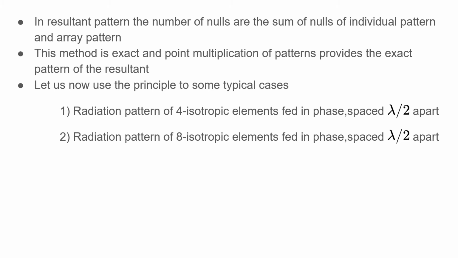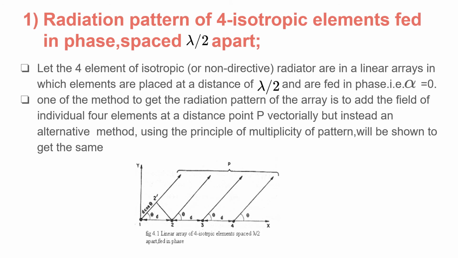Now for an example, let us try to plot the radiation pattern of two typical cases. The first one is the radiation pattern of 4 isotropic elements fed in phase, spaced half wavelength apart. And in the second case, we will consider the radiation pattern of 8 isotropic elements fed in phase, spaced lambda by 2 apart, that is half wavelength apart.